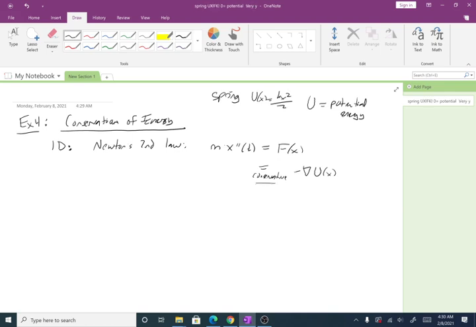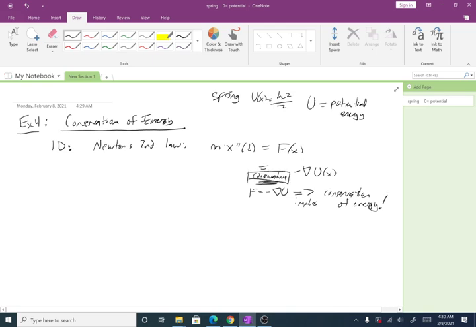So the point is that the conservative condition, F equals minus gradient U, actually implies conservation of energy. Hence, we understand now why this funny name, conservative. It corresponds to conservation of energy. So why is energy conserved? So what you do is you multiply by x' of t and integrate.